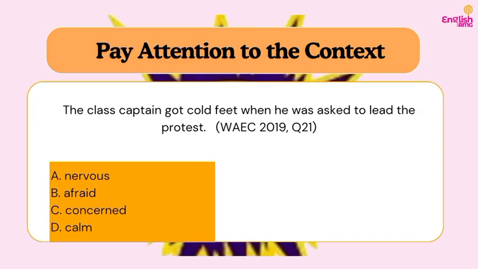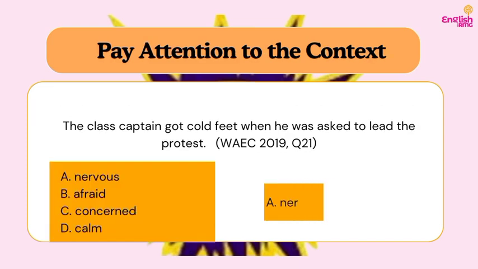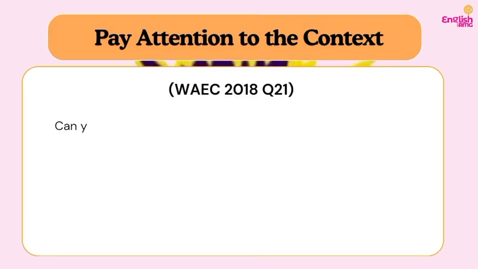Do you understand? Or like staging a protest like we have in this context. So that is why our answer cannot be afraid, concerned, or calm, because we need to pick the option that best explains the expression in the context that it is used. Do you understand? So that is why our answer is going to be what? Our answer is going to be A, nervous. The class captain got nervous when he was asked to lead the protest because he was unsure of what the outcome of the protest is going to be. Do you understand? So by looking at the context and thinking about it, we could get the answer.